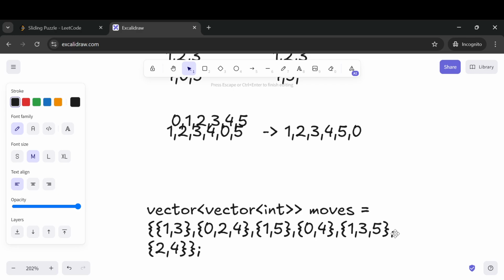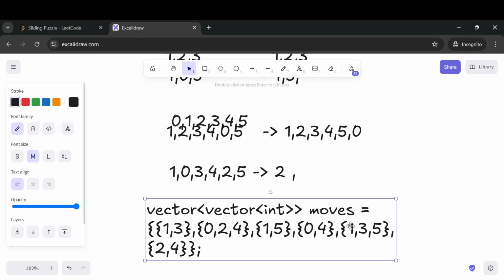So 0 can move to this place. In that scenario, we will mark first. Let's do the shifting. So it will look like 1, 0, 3, 4, 2, 5. We will mark this array visited, and the cost to move to this position is 1. Similarly, we do BFS on the remaining two neighbors, I mean, explore the remaining two neighbors.